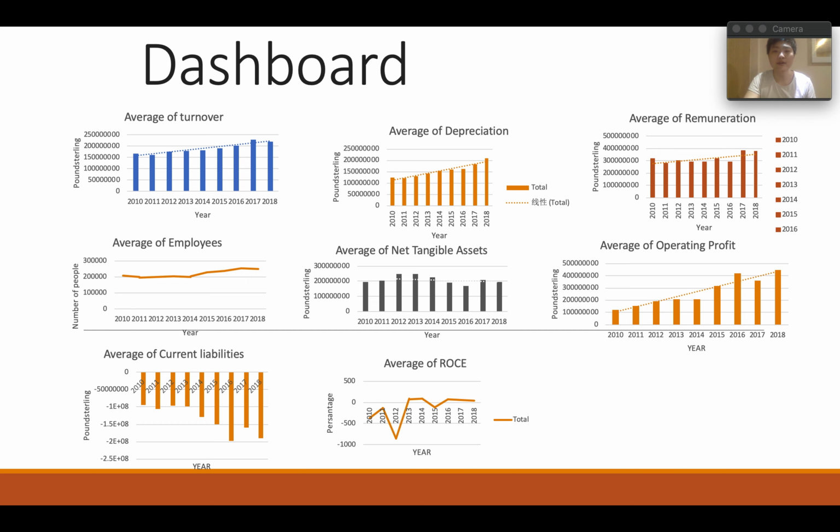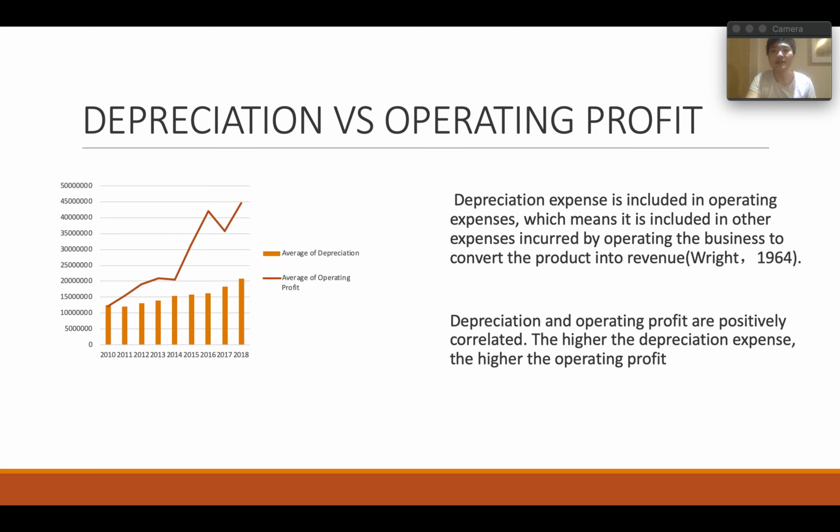Eight key financial data are displayed on the dashboard. They are turnover, depreciation, remuneration, employees, net tangible assets, operating profit, current liability, and ROCE. Depreciation expenses are included in operating expenses, which means they are incurred by operating the business to convert the product into revenue. Depreciation and operating profit are positively correlated. The higher the depreciation expenses, the higher the operating profit.